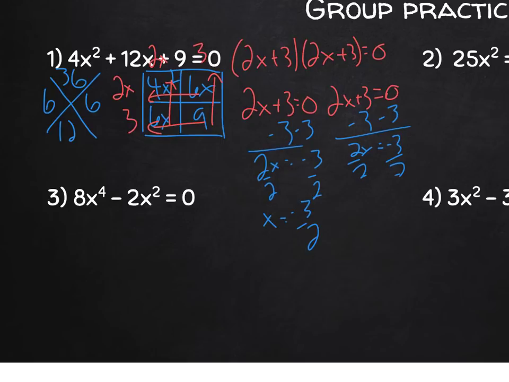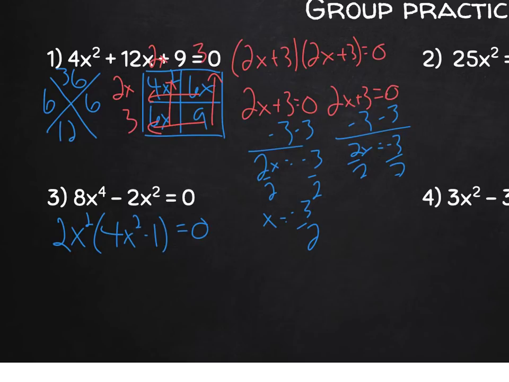number 3. So as we look at this, is there a GCF? There is. Our GCF is 2, because 2 goes into 8 and 2, and then also we have some x's in common. We have 4 in the first one and 2 in the second one, so that means we have 2 x's total that I can factor out, and that leaves me with 4x squared minus 1 equals 0.